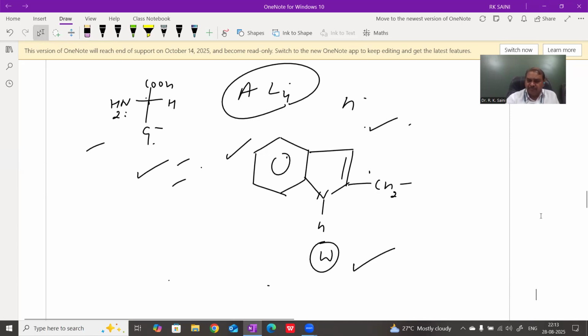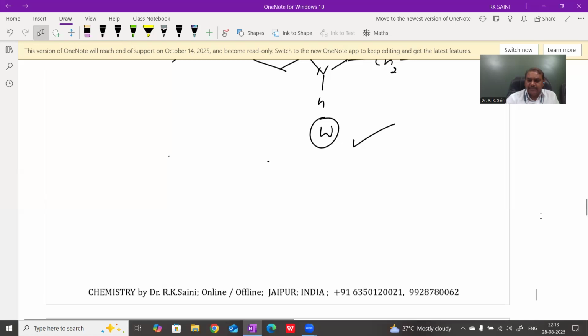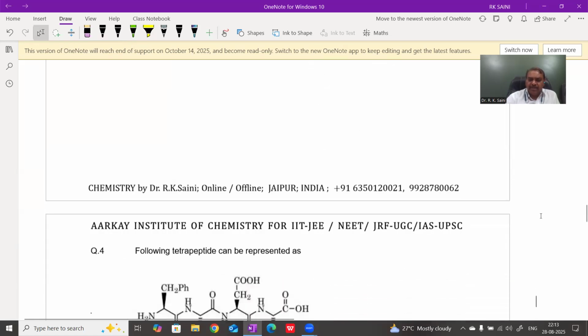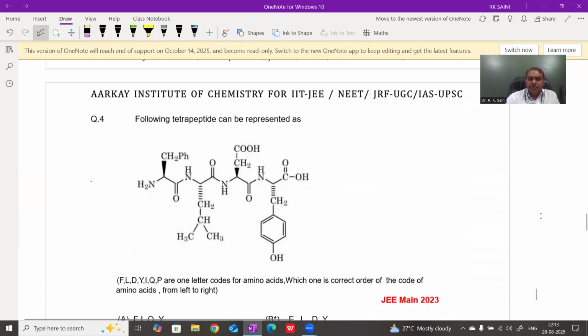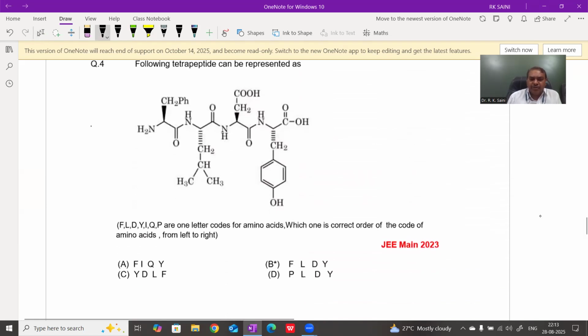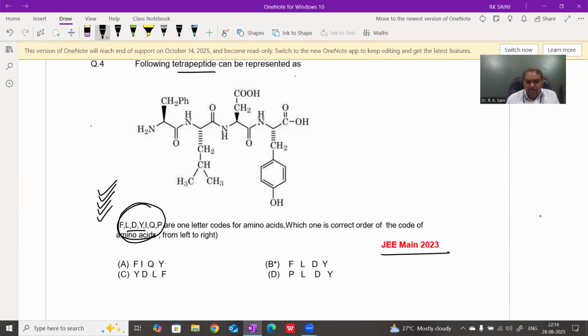Next question. This question was asked in the JEE examination 2023, and the following tetrapeptide is represented as shown. This question is mainly asked to test your learning capacity. For example, you identify the single letter code.